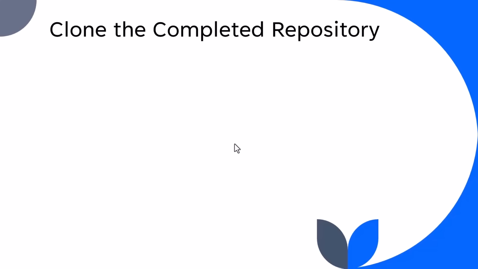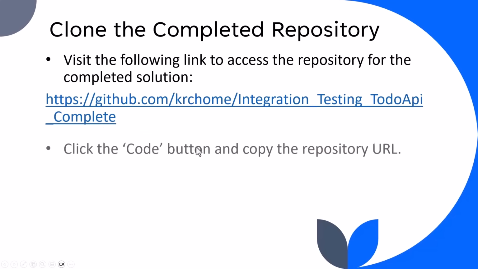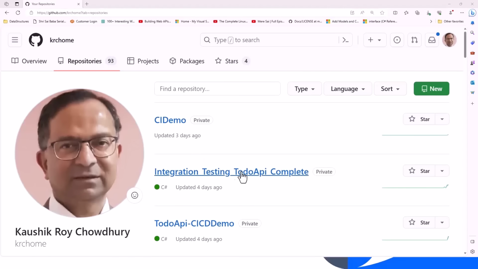Now clone the completed repository. You please visit this following link where I have kept under my account of KRC Home integration testing to do API complete. This complete code is available at this link, and you can click the code button and copy the repository URL, which again I will show in a second. So this is the integration testing to do API complete.